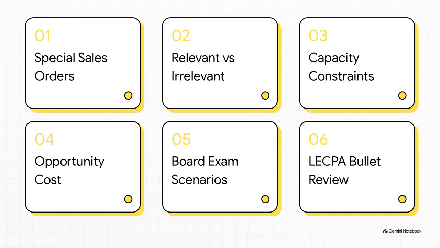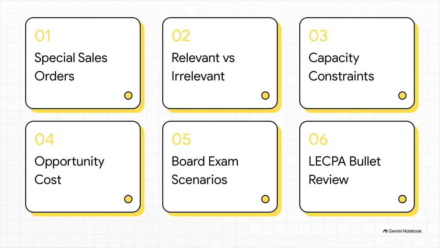Okay, here's our study roadmap for today. First, mastering special sales orders. Number 2, sorting relevant from irrelevant costs. 3, avoiding the capacity constraint trap. 4, factoring in opportunity cost. 5, solving actual board exam scenarios. And finally, number 6, a rapid-fire LECPA bullet review.